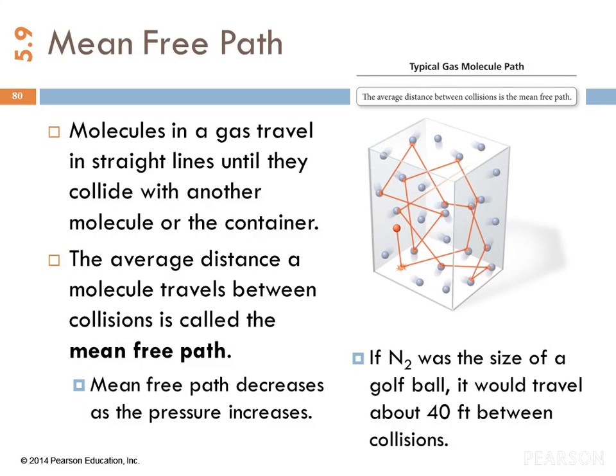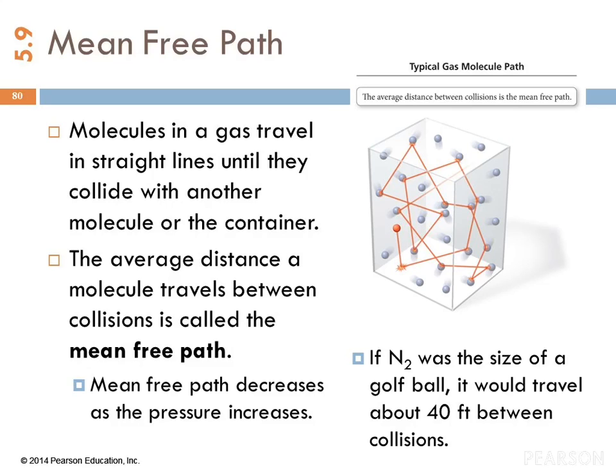Then we have this concept called mean free path. Gases are going to travel until they run into something. The mean free path is the average distance that a molecule travels before it runs into something. As you can deduce, the mean free path is going to decrease as the pressure increases. If you increase the pressure and make these gas particles closer together, they're going to run into each other more frequently. So the distance they can travel is going to be less.